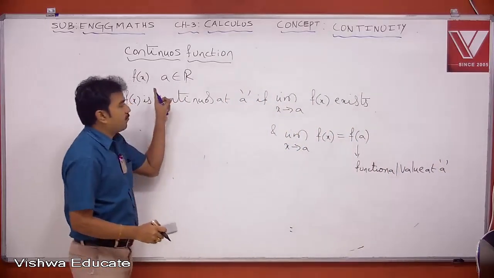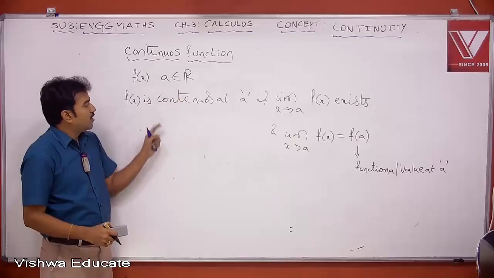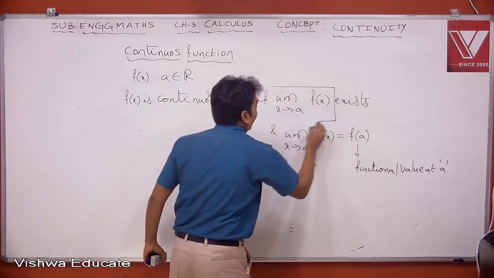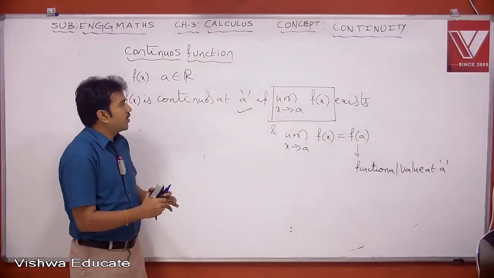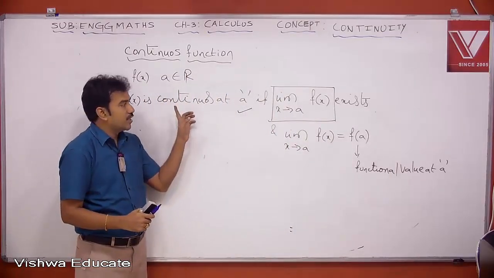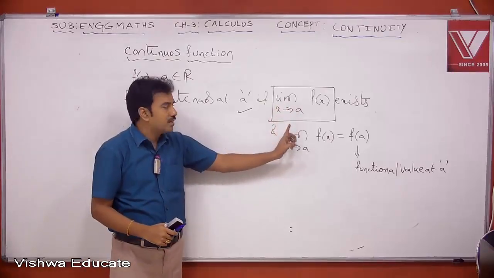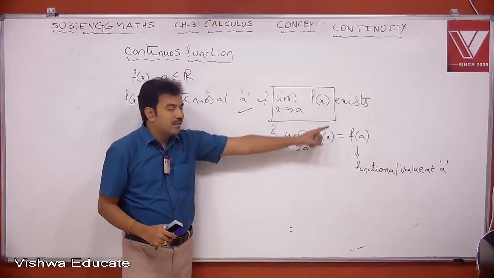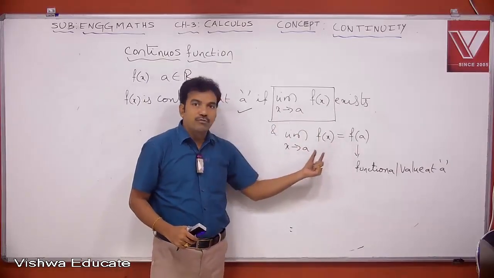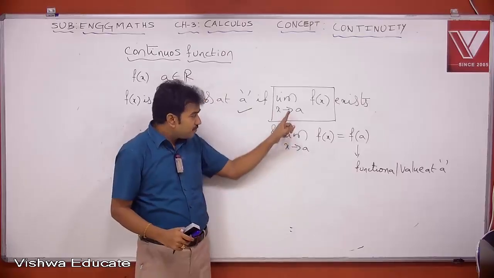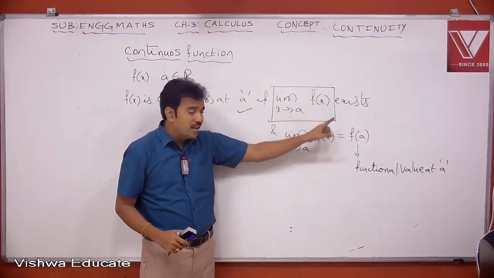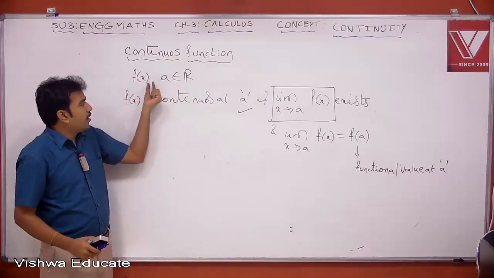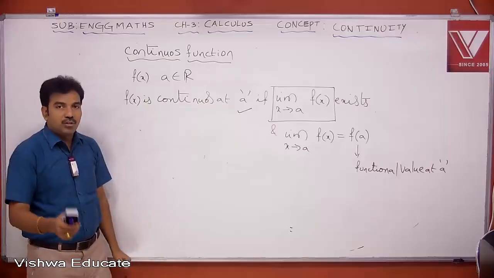So we have a function f of x, and a is some real number. We say that f of x is continuous at this point a if limit x tends to a, f of x exists. So whenever you want to say that a function is continuous at a point a, at first you make sure that the function has a limit at this point a. Exists means it's a finite number, and that finite number must be equal to the functional value. Then we say that the function f of x is continuous at point a. Note this point.